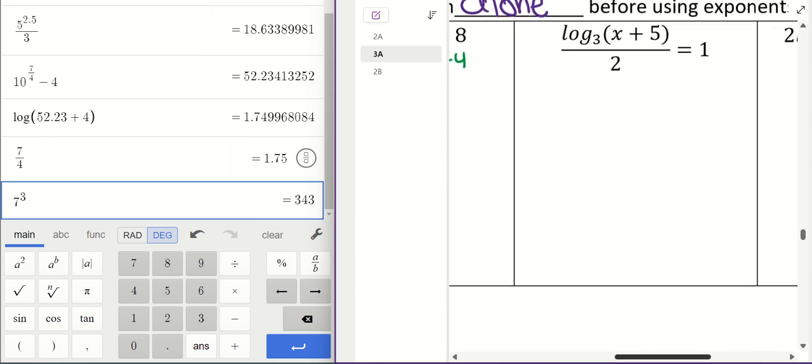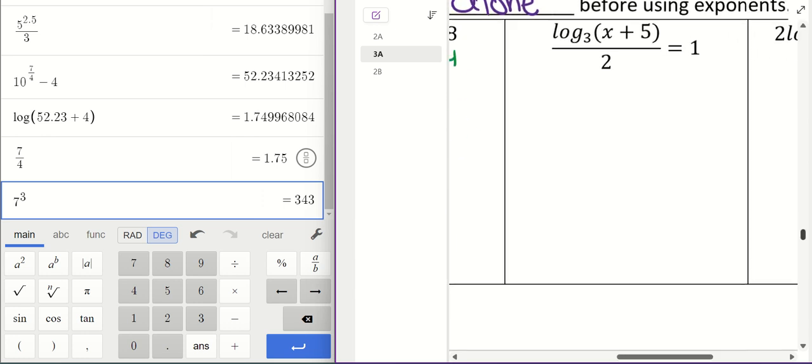Let's keep going. Here, we can't get rid of the log because everything's being divided by 2. How do we undo division by 2? We multiply by 2. So we'll have log base 3 of x plus 5 equals 2. Now, you might be tempted to mess with that plus 5, but don't do that yet. That's inside of the log. Remember, you're unwrapping the present.